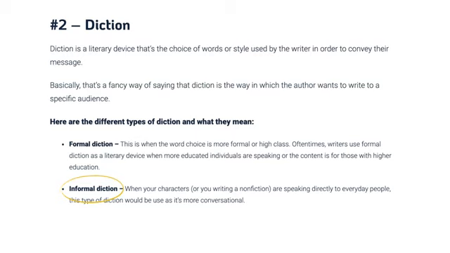The second form is informal diction, and that's basically when your characters, or you, if you're writing a nonfiction book, are speaking directly to everyday people. It's very informal, there's slang, there's a whole bunch of different things thrown in there that is just a relaxed, natural way of speaking.